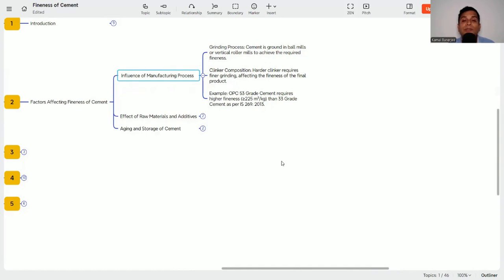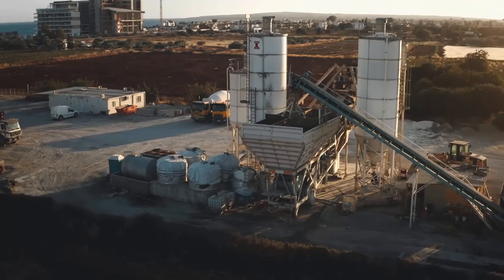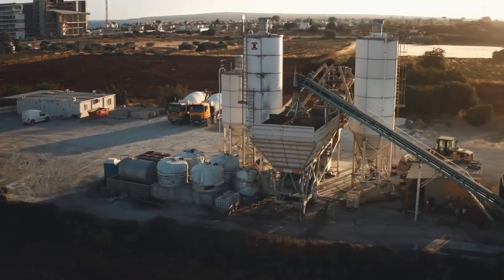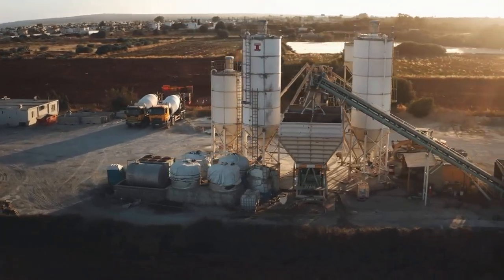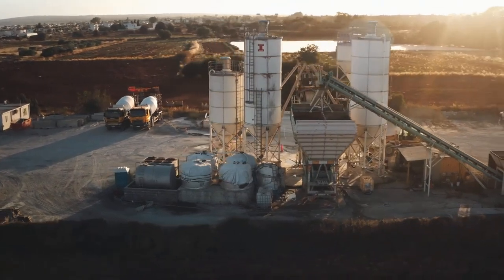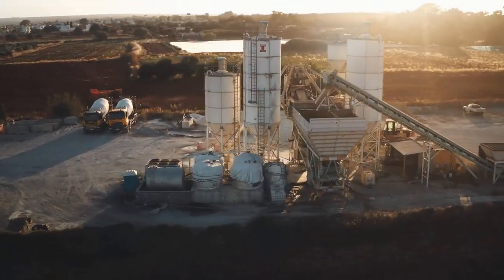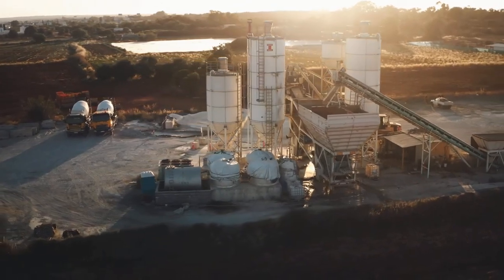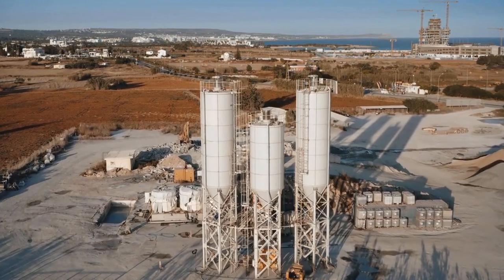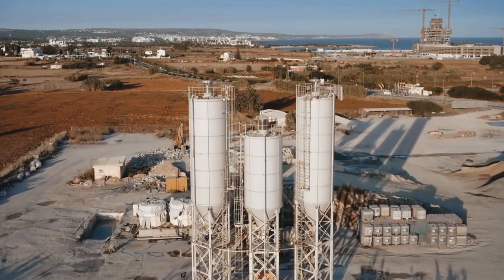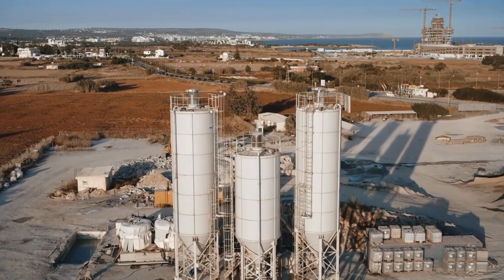Then clinker composition. Harder clinker requires finer grinding, affecting the fineness of the final product. So clinker composition is also a factor. For example, OPC 53 grade cement requires higher fineness, 225 meters square per kg, than 33 grade cement as per IS 269, 2015. So these are the things that can affect the cement fineness: the grinding process and the clinker composition.